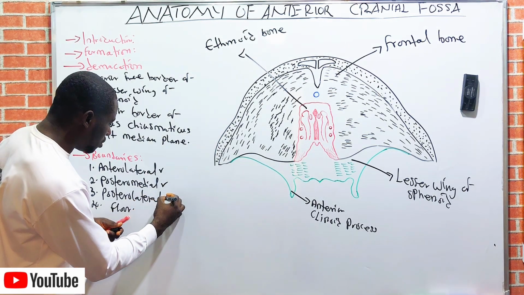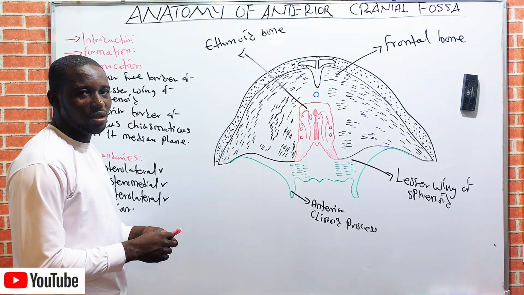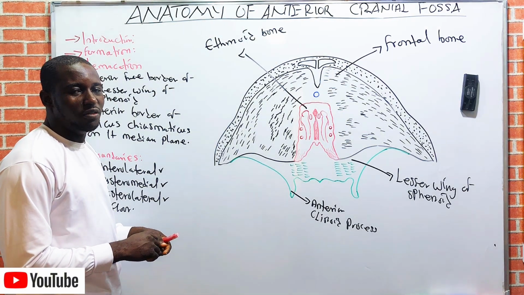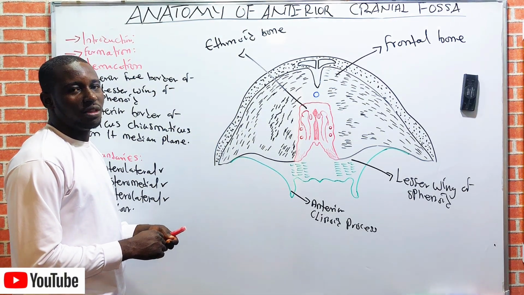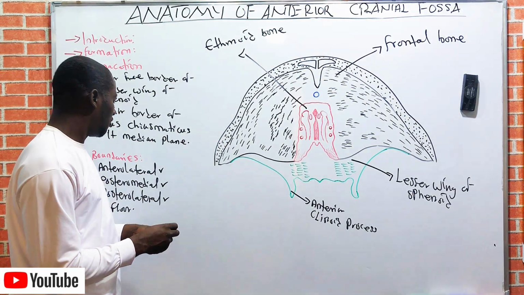Now, the posterior lateral boundary is formed by the lesser wing of the sphenoid. It's formed by the lesser wing of the sphenoid.